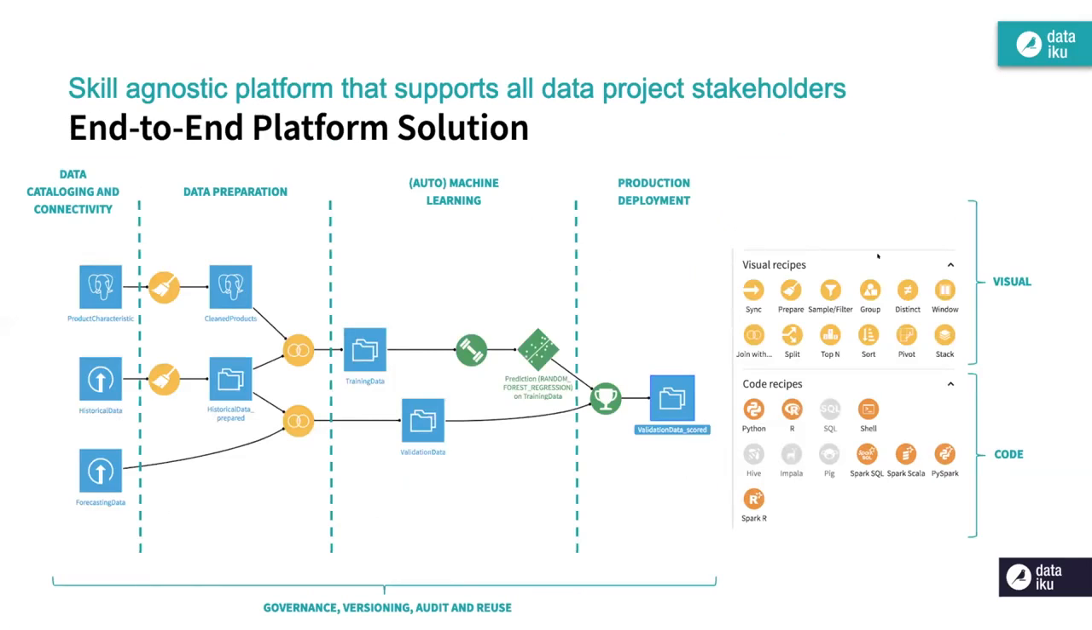So what does this also mean with respect to the platform itself? The platform is agnostic. So we support all data project stakeholders. We work with all different types of profiles. As you see here, it is an end-to-end platform solution. So we consider four major points: how to grab the data, catalog it, and connect to it; how to provide EDA preparation so you can prepare your data the way you need to; how to build your data into your predictive models, whether you use the auto ML recipes we offer or bring in your own code environments; and how we grab those models and deploy them to a production environment.